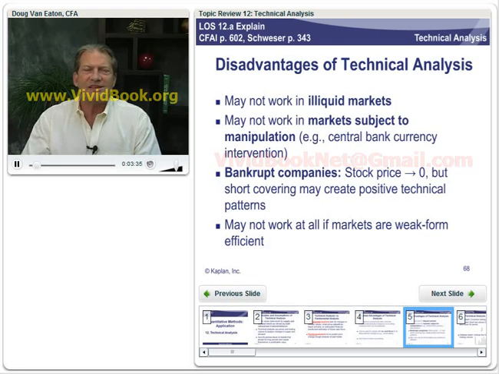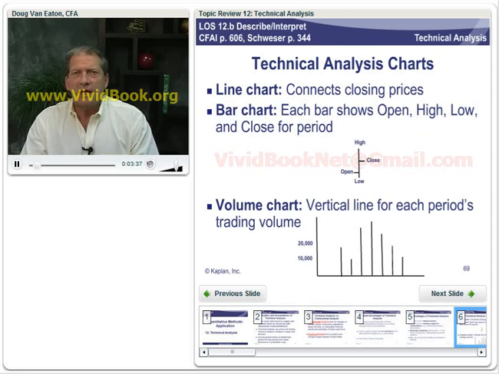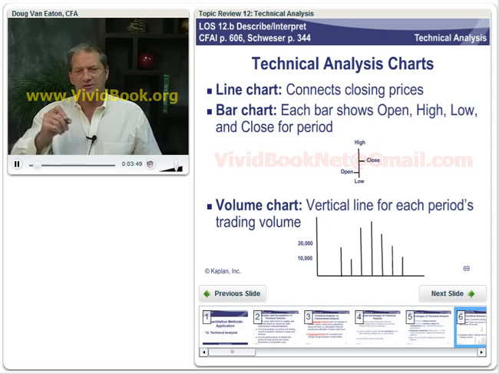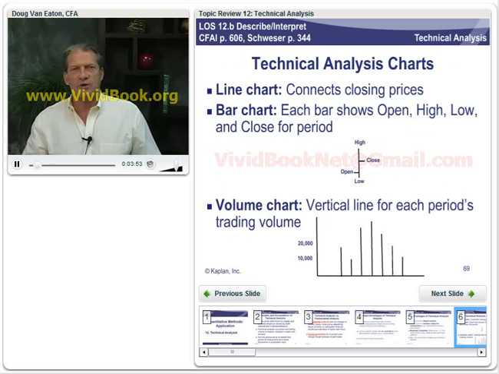That said, let's look at some of the tools that technical analysts use. And the first thing we want to talk about is line charts, bar charts, and volume charts. Well, a line chart just connects closing prices. So you see some sort of a jagged line trending up and trending down.